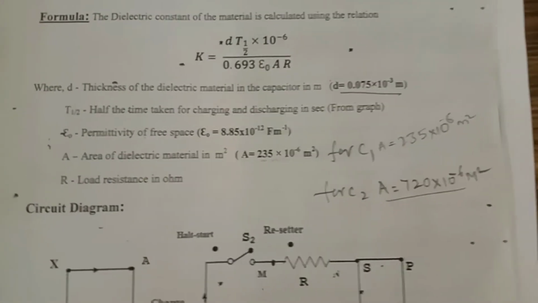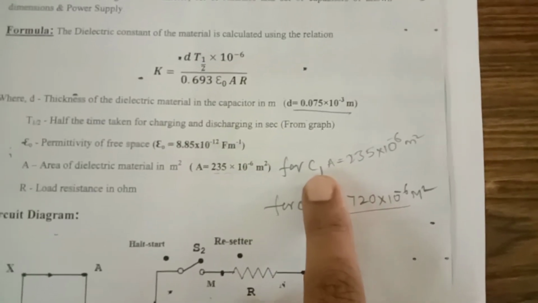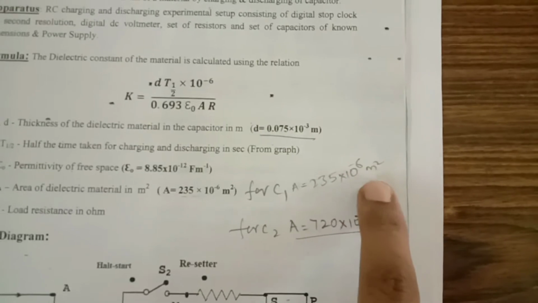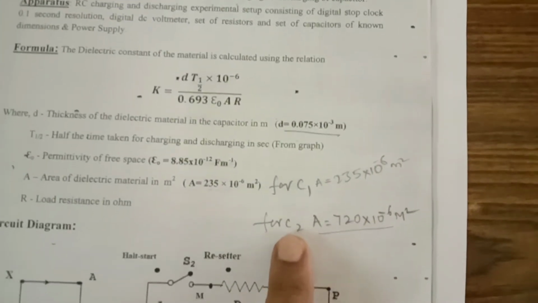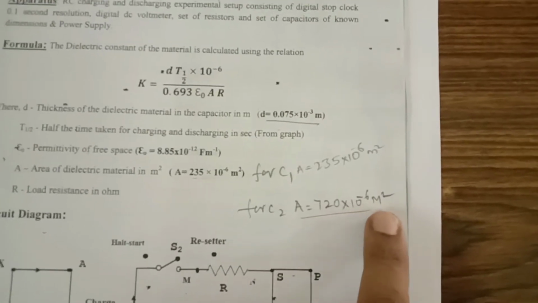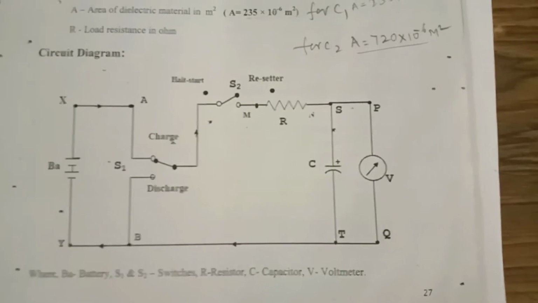Here the capacitances are already given: capacitor 1 has an area of 235 into 10 to the power of minus 6 meter square, whereas capacitor 2 has an area of 720 into 10 to the power of minus 6 meter square. This is the circuit diagram of the experiment.